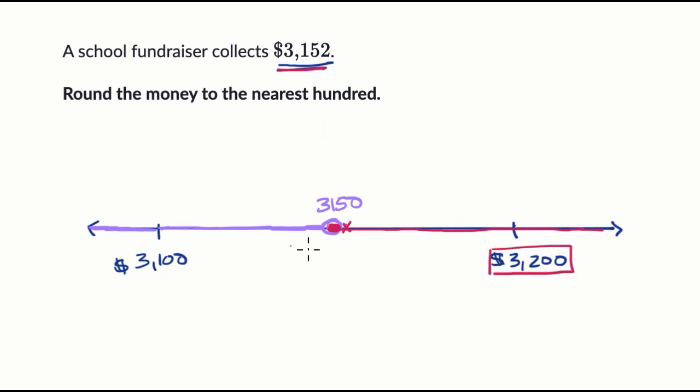If you want to think about it visually, whichever hundred it's closer to, and this is a little bit closer to 3,200 than it is to 3,100. And if you're right in between, if you're at 3,150, the rule, the convention that mathematicians have created is that you would round up. But this isn't even right in between. It's a little bit closer to 3,200.